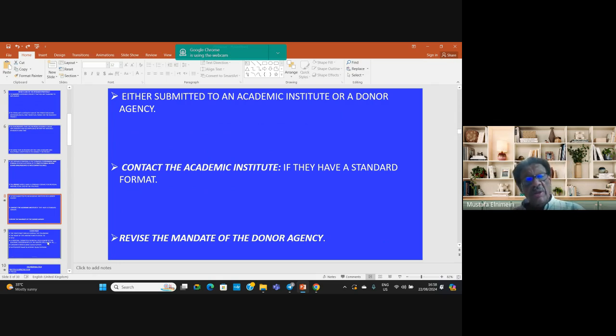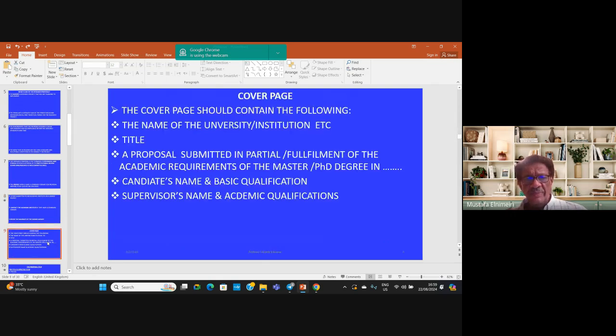In addition, we also submit the proposal to a donor agency for funding, for example, and in this case we have to review the mandate of the donor agency in order to find out whether our research proposal is tallying with the mandate of the donor agency.